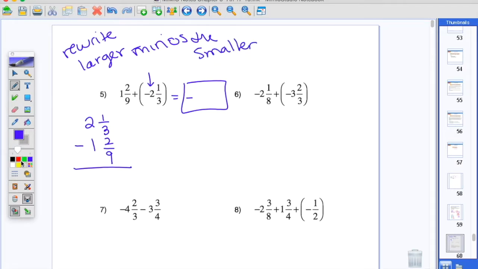Once we do that, we need to find a common denominator. 3 and 9 both go into 9. So it's 2 and something over 9 minus 1 and 2/9. So we don't have to change the second fraction.